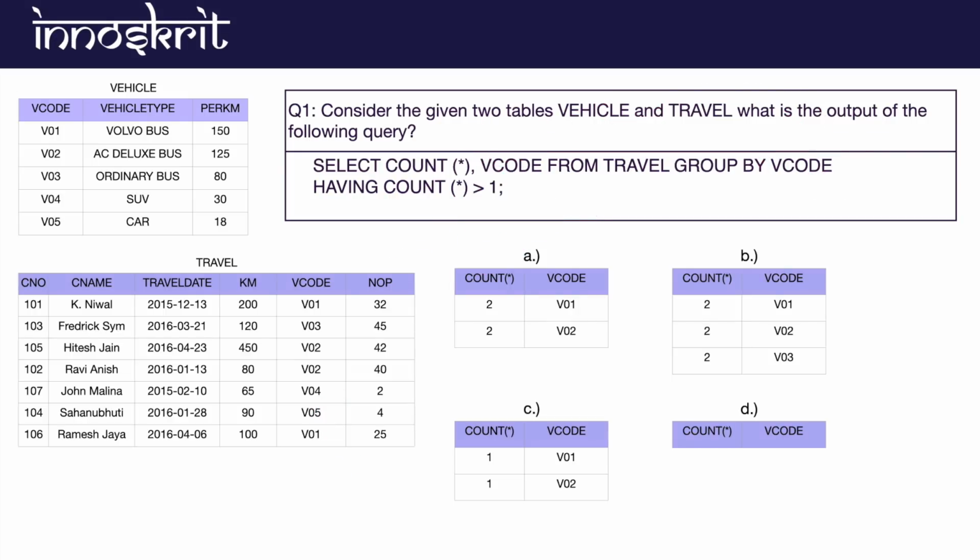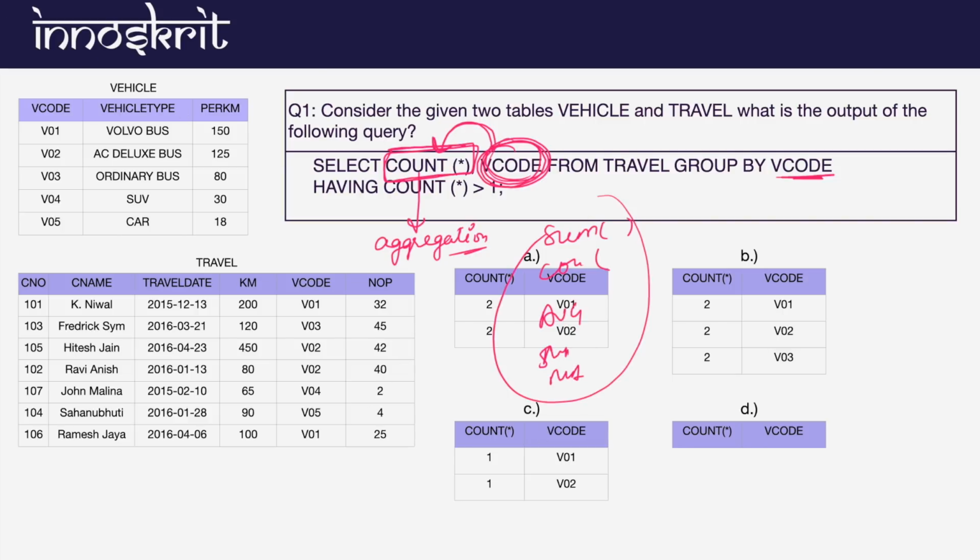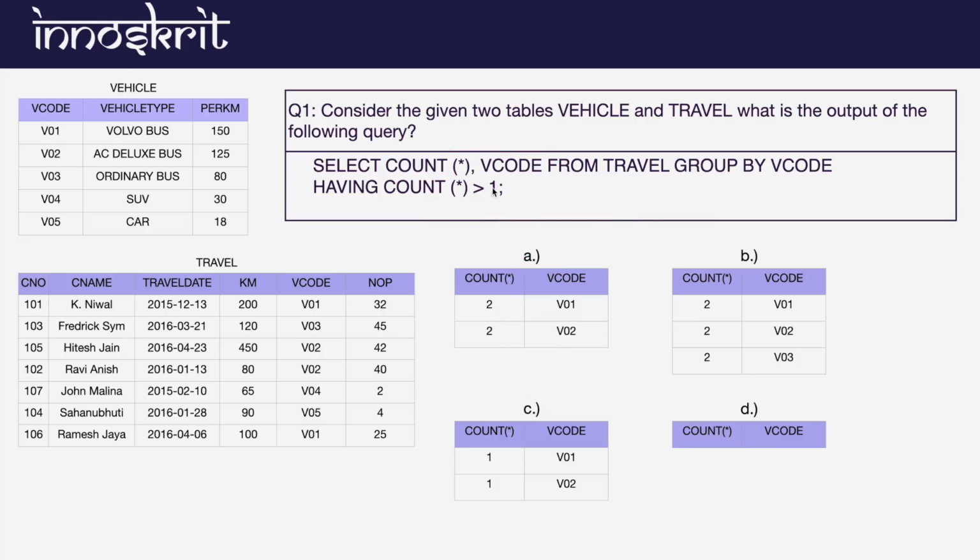Now let's understand the second rule. If you are using in the select clause an attribute which has been used in the group by clause, then with this particular attribute you can only use an aggregation function. For example, aggregation functions like sum, count, average, minimum, maximum. So basically you cannot use any other column with this V code here.